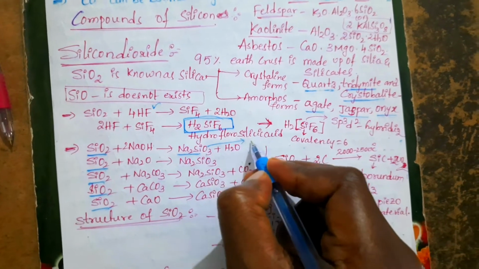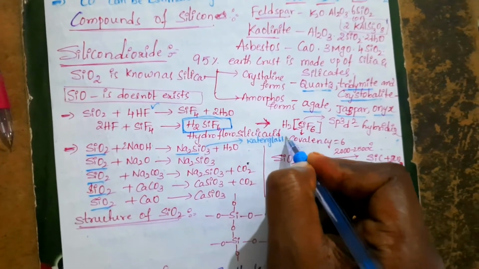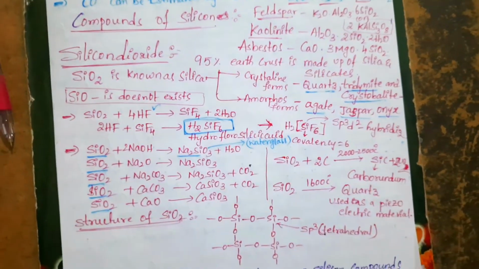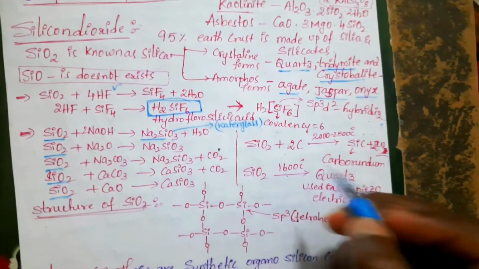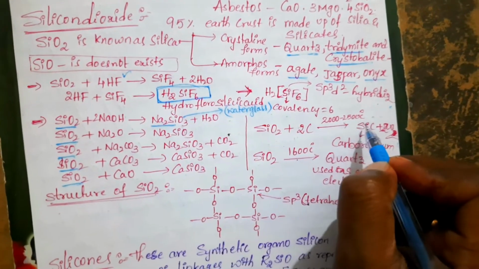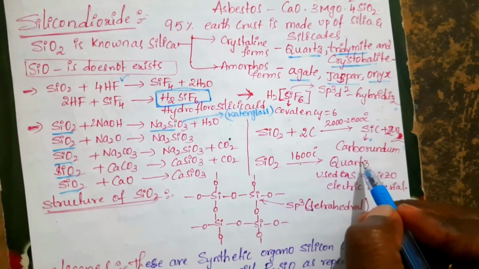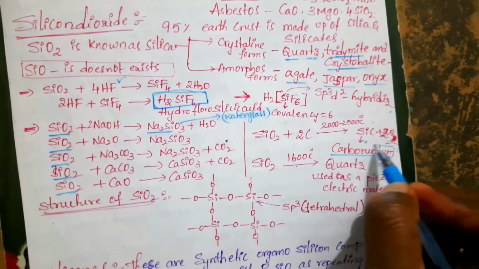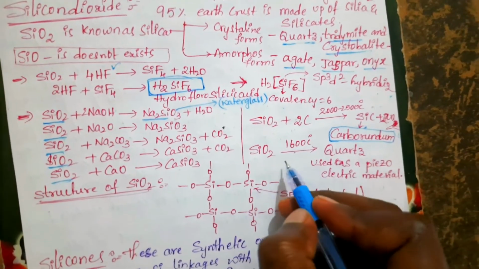Na2SiO3 is called what? Water glass. Now all of these will be reactions of silicon dioxide. Whenever silicon dioxide is heated with carbon at 2000 to 2500 degrees Celsius, we get silicon carbide. Silicon carbide is called carborundum. It has a diamond-like structure and a high melting and boiling point.